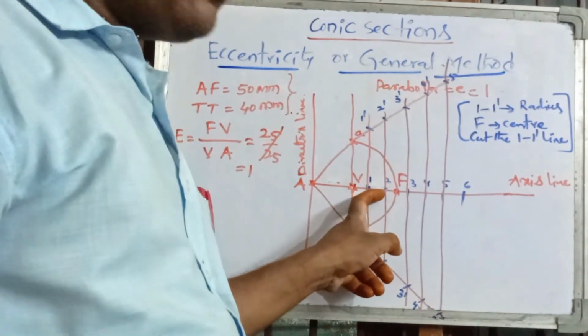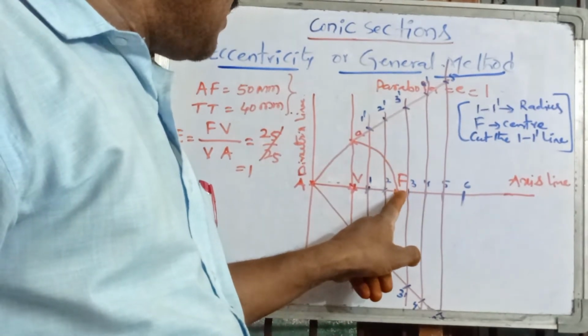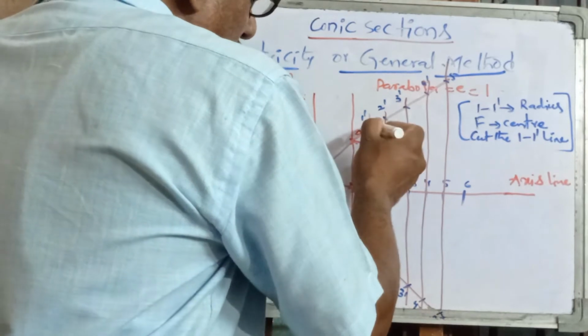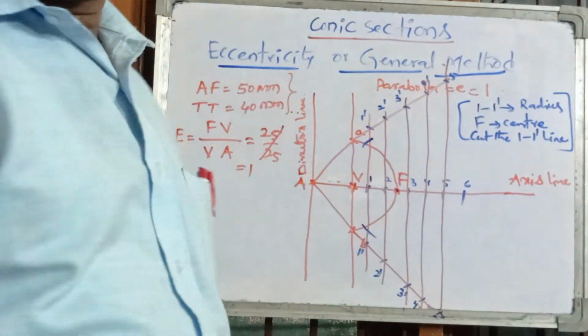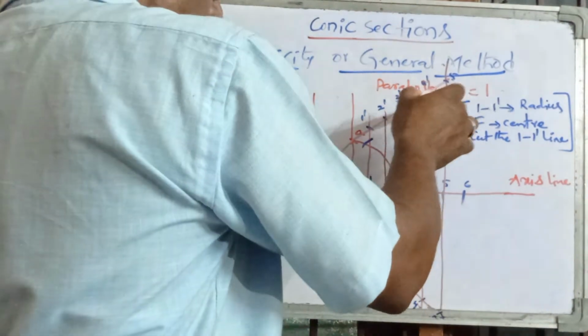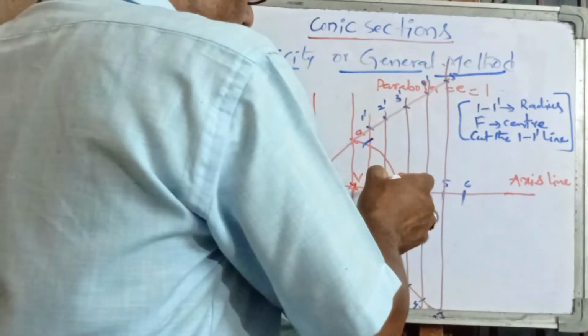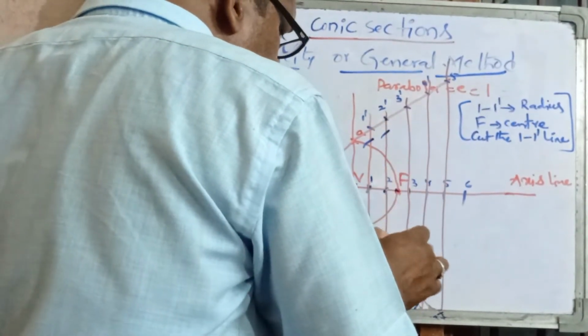Suppose for the second line, 2 to 2 dash is the radius. So F is the center and cut the second line. So I am cutting here. So 1 to 1 dash is the radius, F is the center and cut the first line. Both sides you can cut at a time, so you will get the curve on both sides at a time. So 2 to 2 dash is the radius, F is the center and cut the second line.